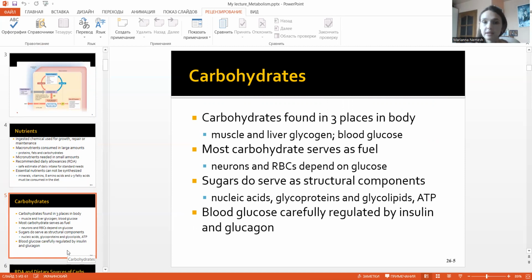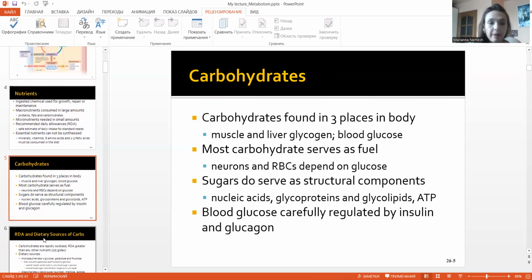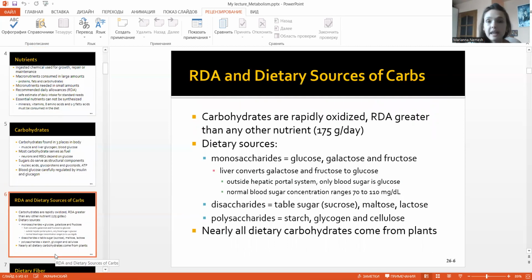They are found in 3 places in the body: in muscle and in the liver, where glycogen and blood sugar are stored. Most carbohydrates serve as fuel. Neurons and RBC depend on glucose as their fuel. Sugars do not serve as structural components. Blood glucose is carefully regulated by insulin and glucagon, hormones released from the pancreas. The RDA for carbohydrates is greater than for other nutrients. It should be 175 grams per day.